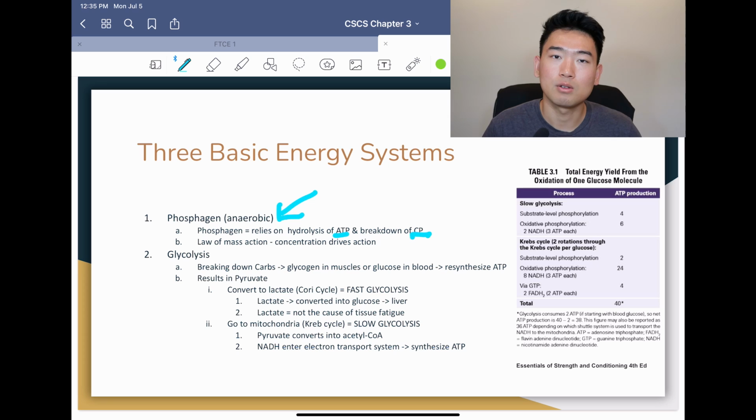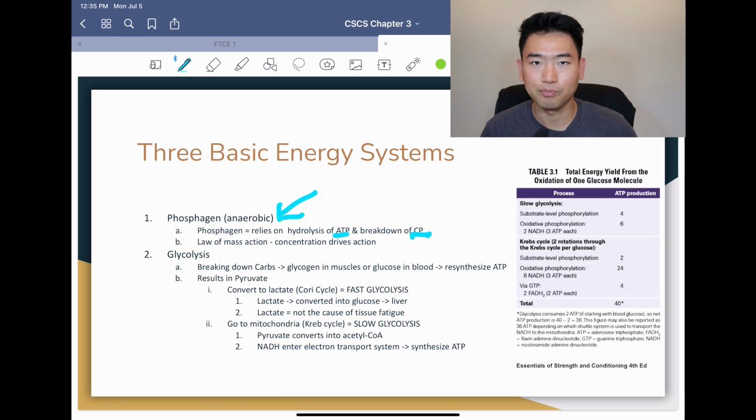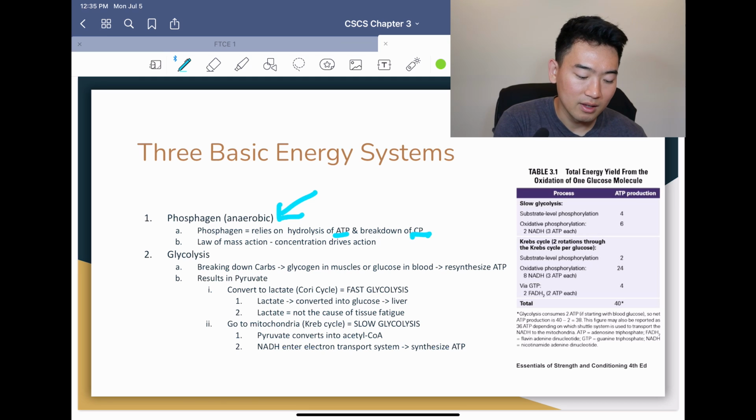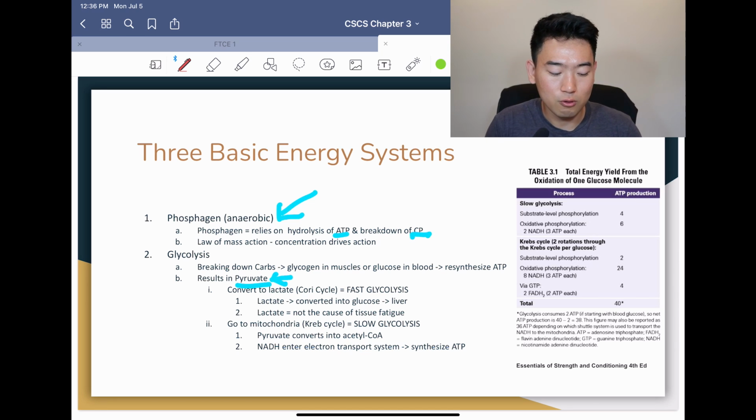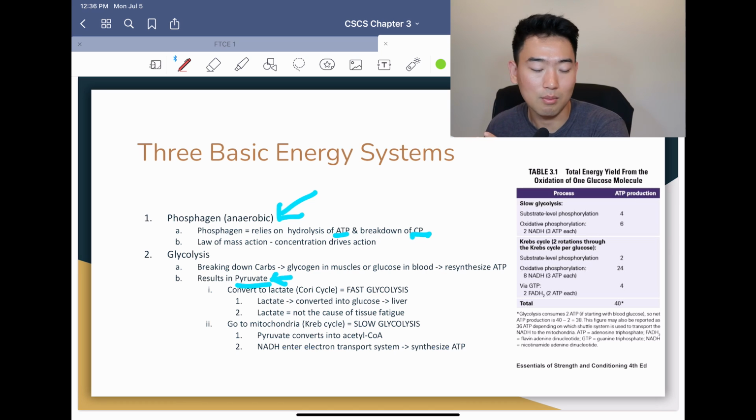And then for glycolysis, which is the next system that we're going to talk about, this is all about breaking down carbs. So when we break down the carbs and the glycogen in the muscles or the glucose in our blood, it is used to resynthesize ATP. Okay, that's the whole point of all these systems, is to resynthesize ATP so we can use it as a fuel or a source of energy. And with that results pyruvate, which is right here. So important to remember with glycolysis, we break down carbs. They either are in the form of glycogen or glucose, and at the end of that, it results in pyruvate.